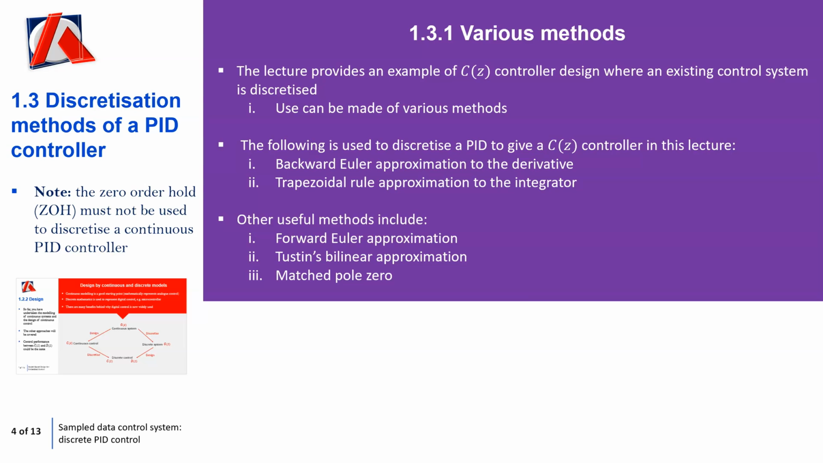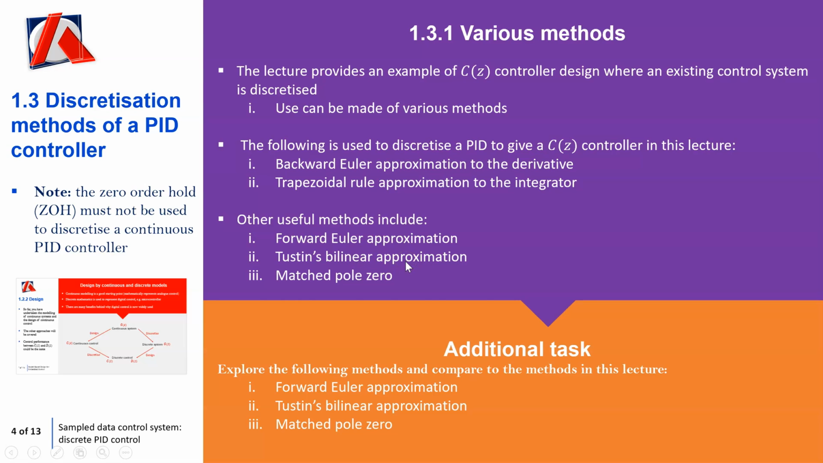So in terms of method, there are various methods. The ones we're going to go through are the backward Euler approximation to the derivative term, and the trapezoidal rule approximation to the integral, or the integrator. Other methods you could call forward Euler approximation, Tustin's bilinear approximation, and matched pole-zero. If you want an additional task, a little bit of extra work, go away and look into these methods and see how they compare to the methods that I'm introducing you to in today's lecture.